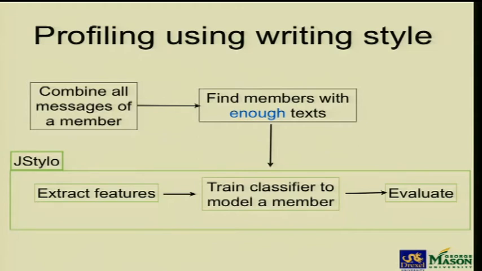So this is how we profile the user in our forums. At first, we combine all the messages that a user posts in the forum, and then we find the members with enough text. I'm going to explain how much text is enough for doing writing style analysis later in my talk. After that, we use GStylo to extract linguistic features, and then we train the classifier to model a member. And in the end, we evaluated our approach to see how well we are doing.